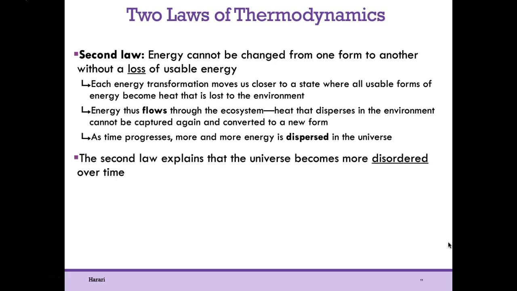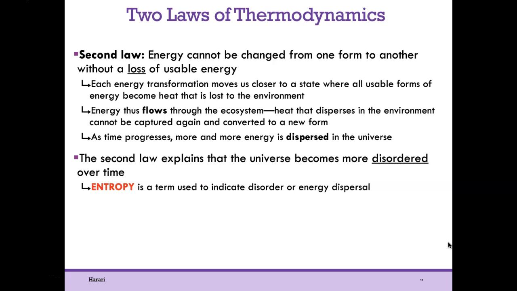So this is what brings us to the second law. The second law explains that the universe becomes more disordered over time, right? Heat energy is disordered because it results from random molecular movements. So because heat is disordered and all energy eventually becomes heat, it follows that all energy transformations must head toward increasing disorder. And entropy is a measure of this disorder.